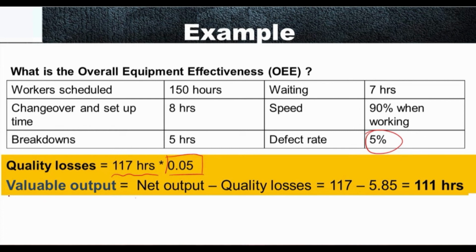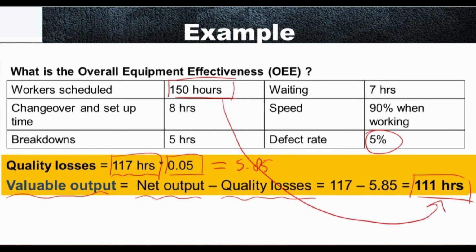So we have our valuable output can be calculated by taking the net output and reduce it by the quality loss, which is in this case 5.85 because it's the product of this and this. So which means that our valuable output is 111 hours. Remember, of the 150 hours that were planned, scheduled, only 111 hours were actually valuable.